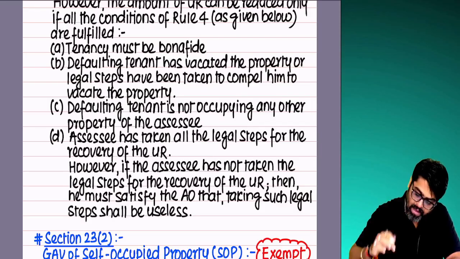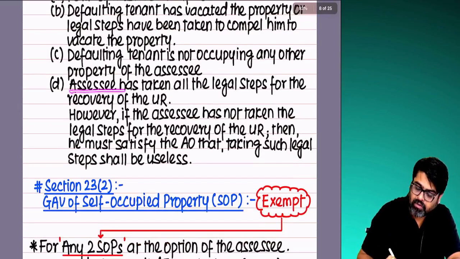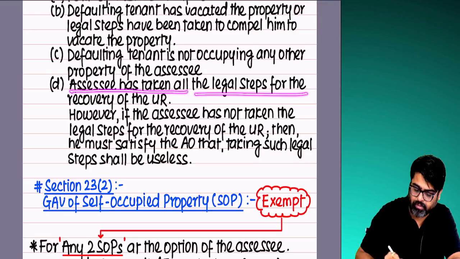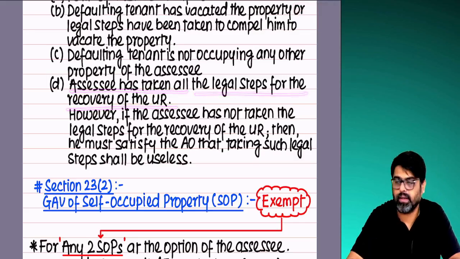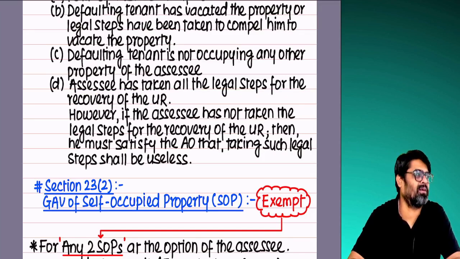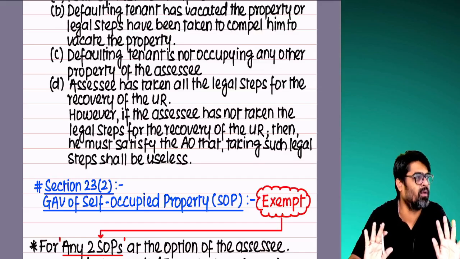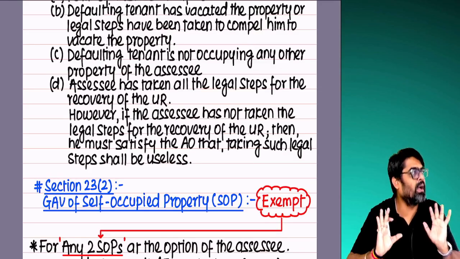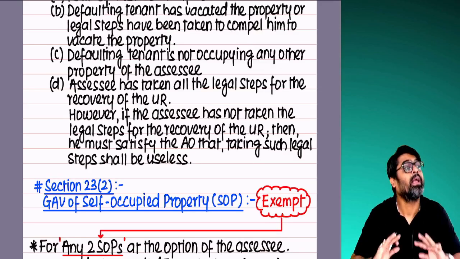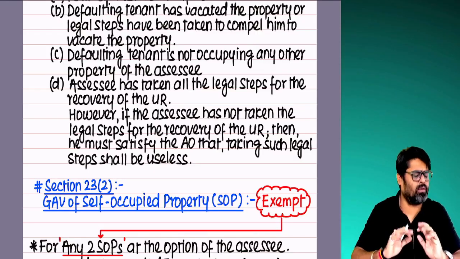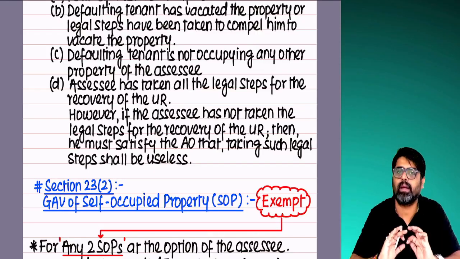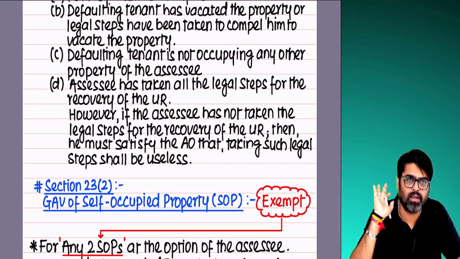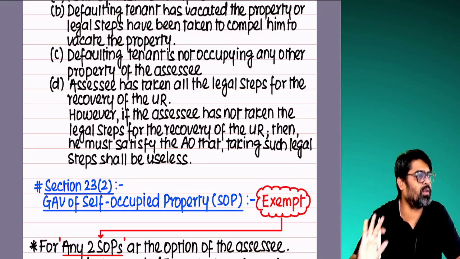Yes or no? And last but not the least, the assessee has taken all the legal steps for the recovery of unrealized rent. Just screaming that, oh my God, he has not paid me the rent, will not help you. Tell us, have you taken any legal steps to recover your unrealized rent? Even after taking the legal steps, the unrealized rent could not be recovered. Then only we are going to give you the deduction.